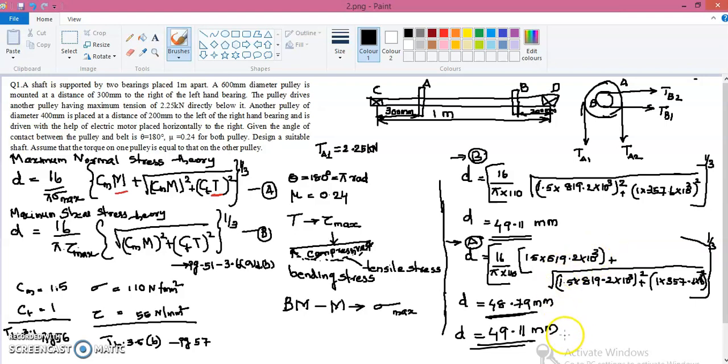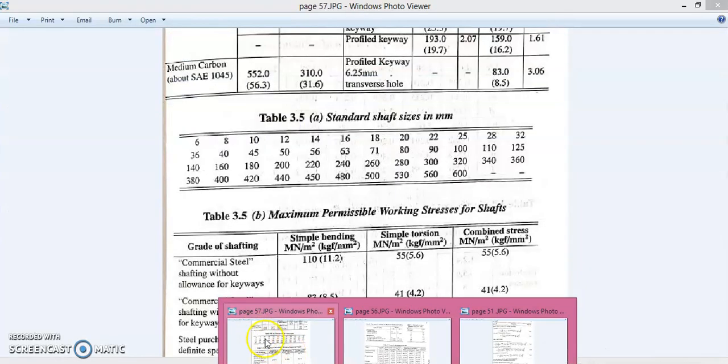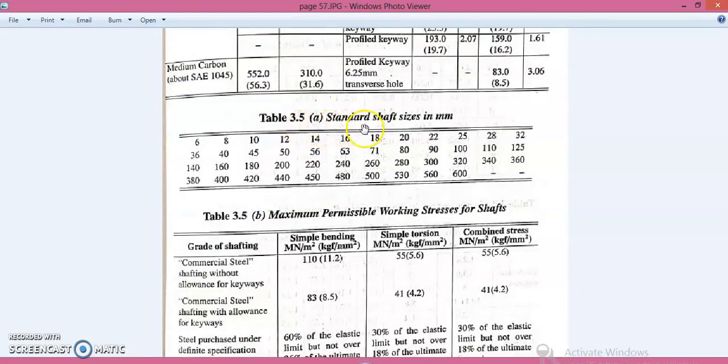But we cannot manufacture or fabricate this shaft, it will be costlier. So we have to purchase it from the shop. In this dimension 49.11, it will not be available in the shop. So standard diameters will be available. So first we have to standardize this diameter of the shaft. For that we can take table 3.5a, standard shaft diameter, size in millimeters. We have to see which is a closer value to 49.11. After 49.11, we have 50.